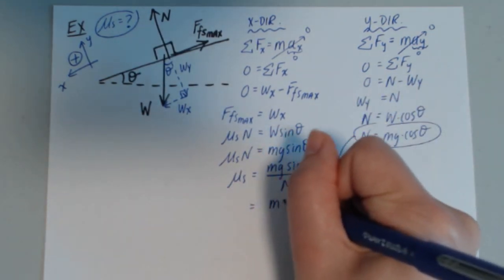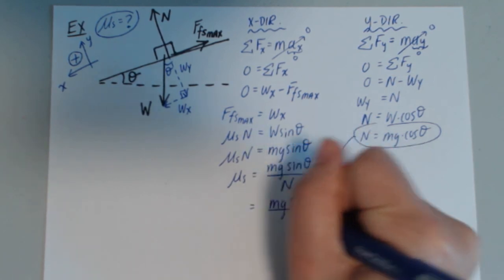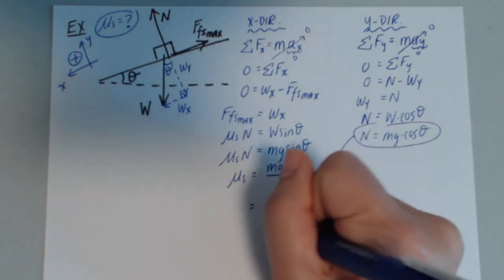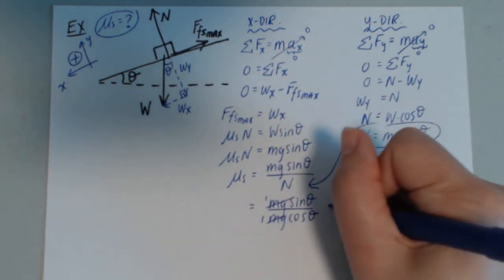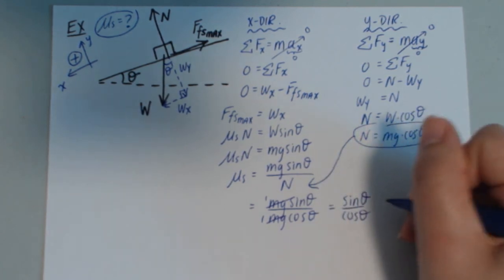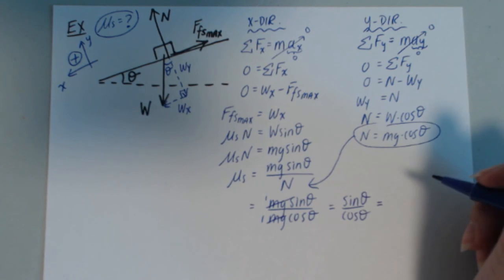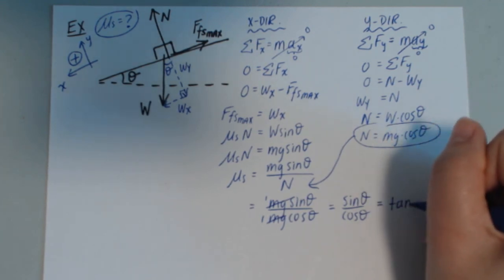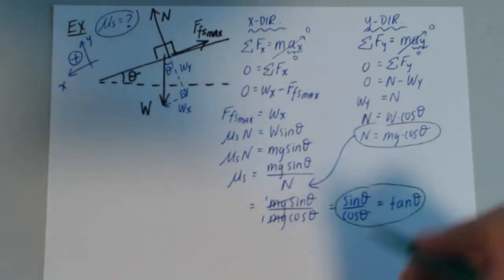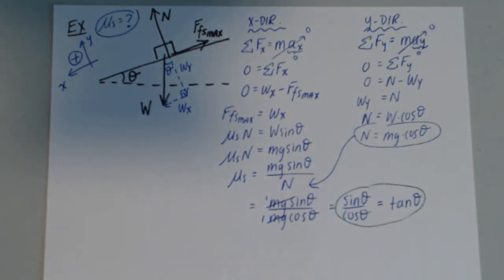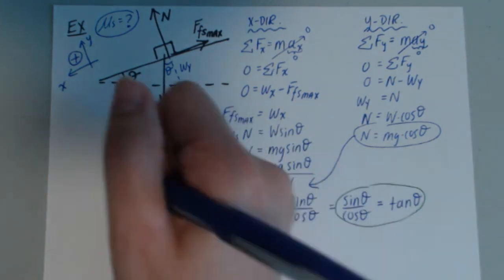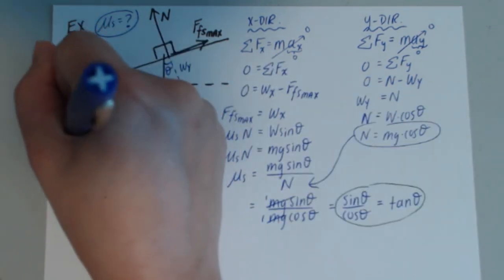So mu s is equal to mg sine theta over mg cos theta. Well, guess what? mg divided by mg is gone, so I have sine theta divided by cos theta left over. And those of you that remember your trig identities, sine theta divided by cosine theta, that's equal to tan theta. Now, if you didn't know that, you have to remember that. That's super important. Sine theta divided by cos theta is tan theta. But guess what? That's also mu s, right? So that means, therefore, okay, let me write it over here.